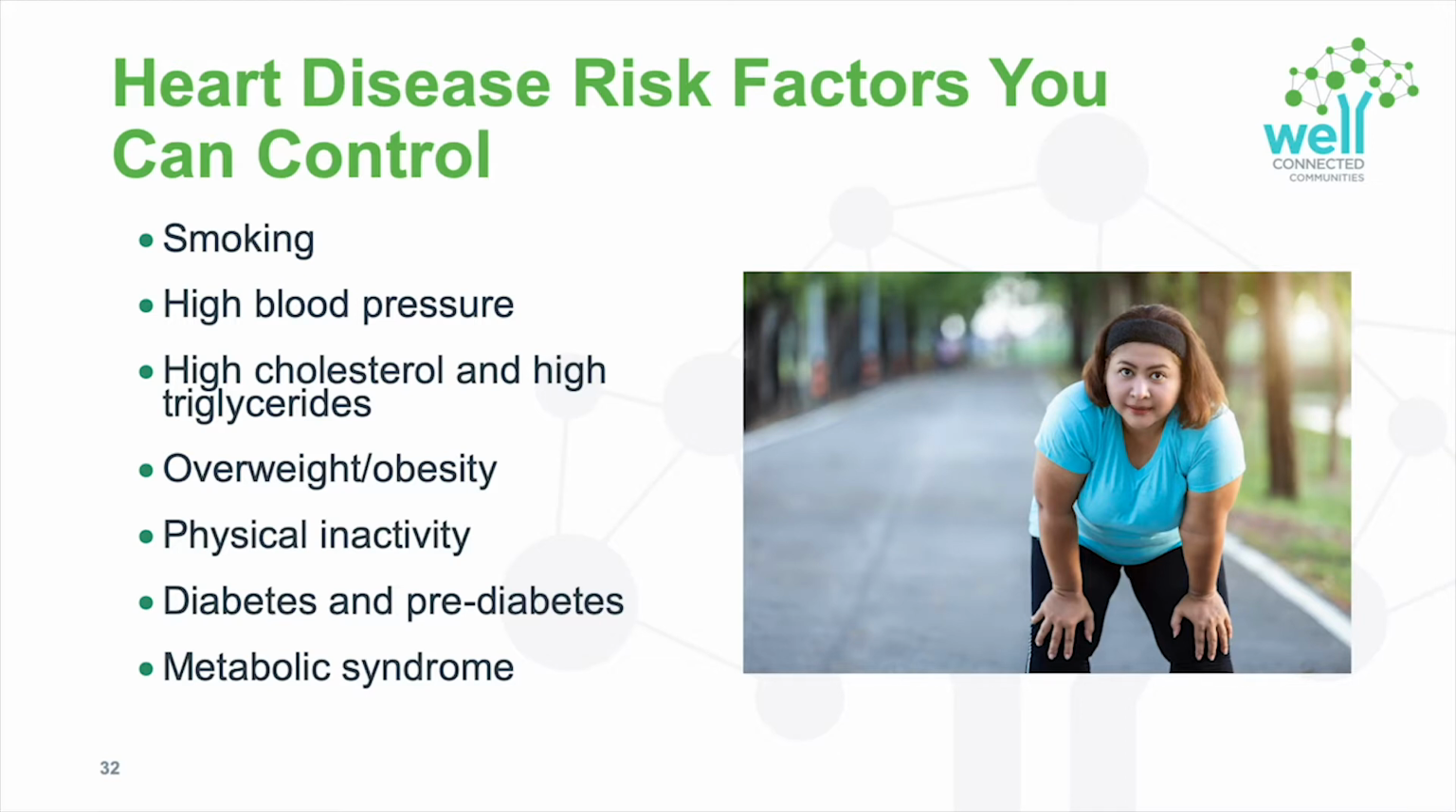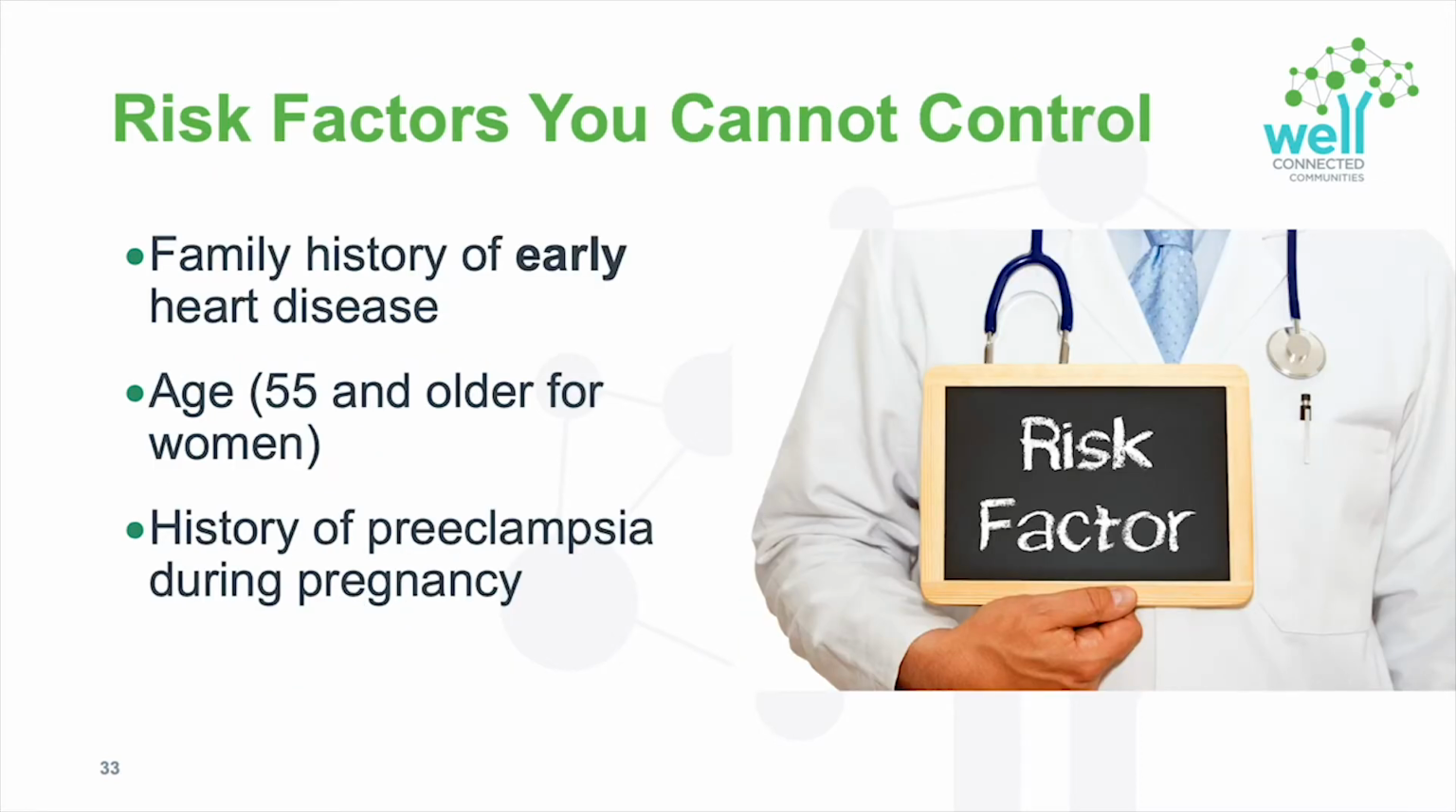There are also heart disease risk factors that you can't control. One is a family history of early heart disease. Your risk increases if your father or brother was diagnosed with heart disease before age 55, or if your mother or sister was diagnosed with the disease before age 65. Another risk factor is age, being 55 or older for women, and a history of preeclampsia during pregnancy.